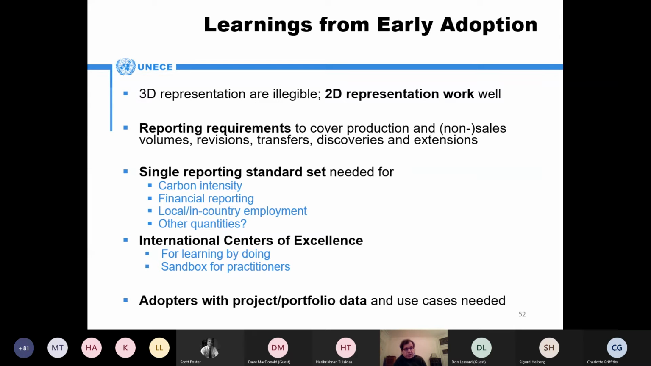We would like to leverage more the UN International Centers of Excellence, because that's the place for practitioners, for learning by doing, and where we have a sandbox environment for seeing what works and how you can solve the questions that decision makers have. And the tool that I've presented today is meant to be used in that context. We would like to have more adoptions. We would like to learn more, so we will welcome the dialogue with adopters who have project or portfolio data. We can work with full confidentiality and want to make sure that the UNFC is working for you and that we all learn through use cases. And that brings me to the conclusion slide.